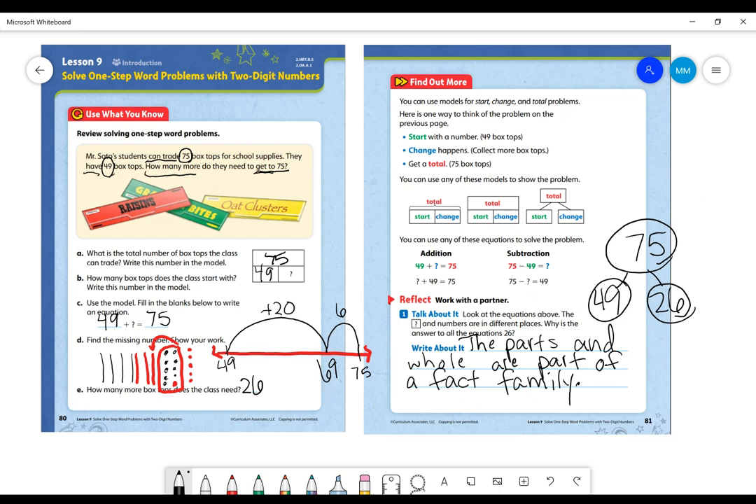All right, second grade Smarties. So that was our first day with lesson 9 in solving one-step word problems with 2-digit numbers. All right, guys, remember, as always, find a strategy that works best for you. Miss Mason showed 2 different strategies. We could have done a subtraction with 75 minus 49 like it showed us over here. Find what strategy works best for you.